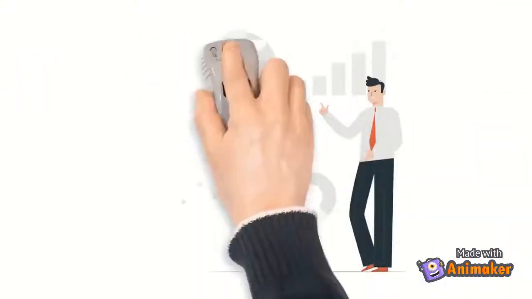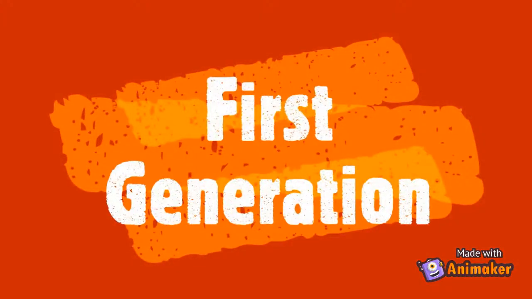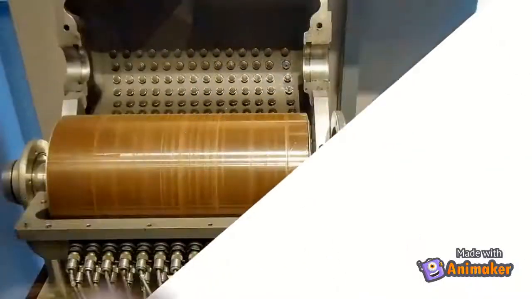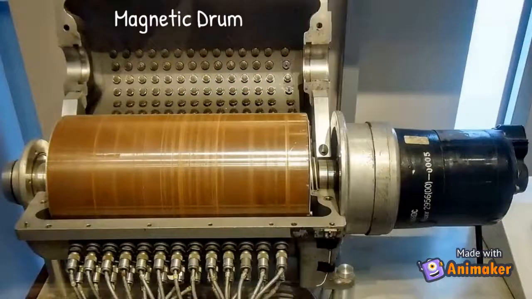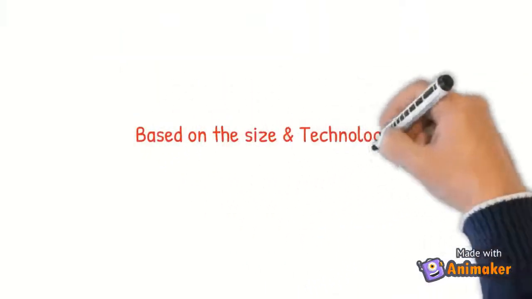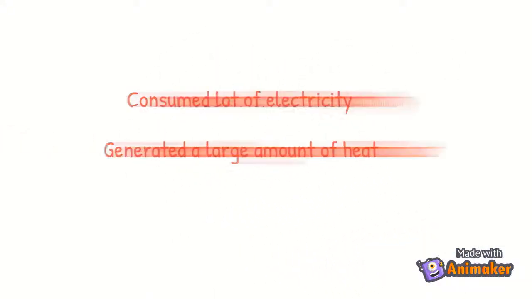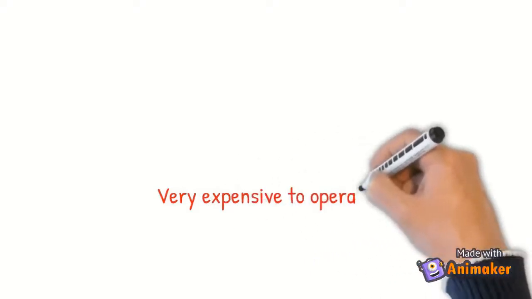Let's have a look into each generation and how it differs from the other. The first generation computers. Mainly, vacuum tubes, and magnetic drums being used as memory, and these computers occupied a lot of space. Based on the size and the technology used, they consumed a lot of electricity and generated a large amount of heat. Overall, this is very expensive to operate.